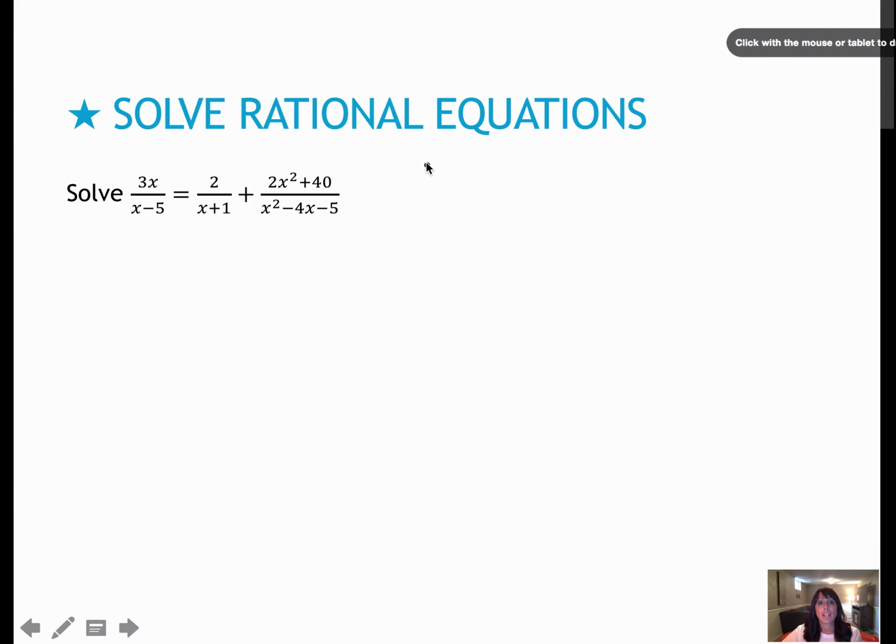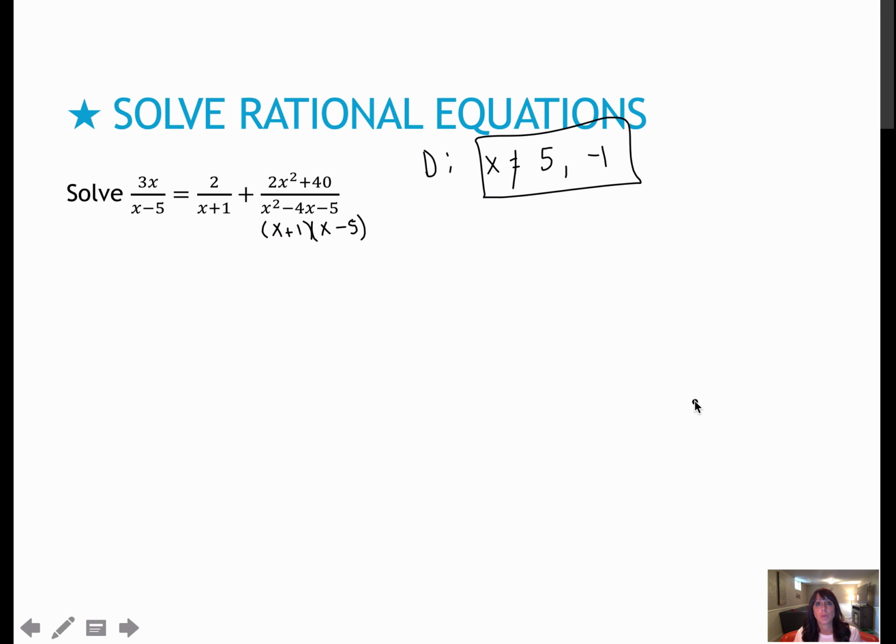Again, I would start by looking at the domain and saying that x cannot be 5 and x cannot be negative 1. This incidentally factors into x plus 1, x minus 5. And so all three terms can be restricted; this is how I would restrict the domain. Then I would look for the least common denominator, which is of course going to be x plus 1, x minus 5. I'm going to take all three terms multiplied by that least common denominator.